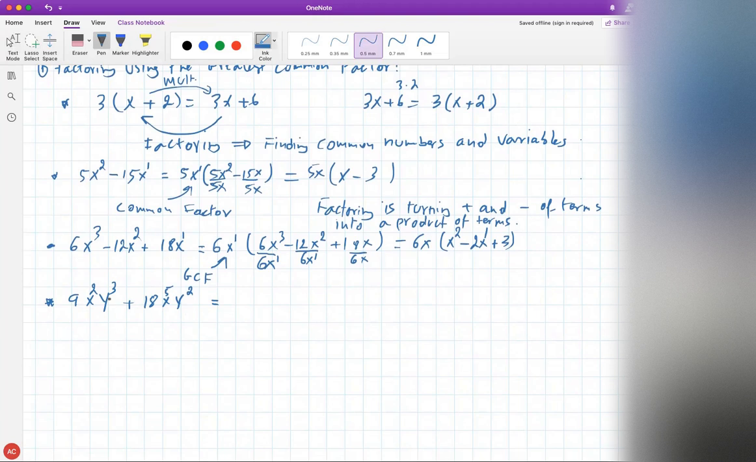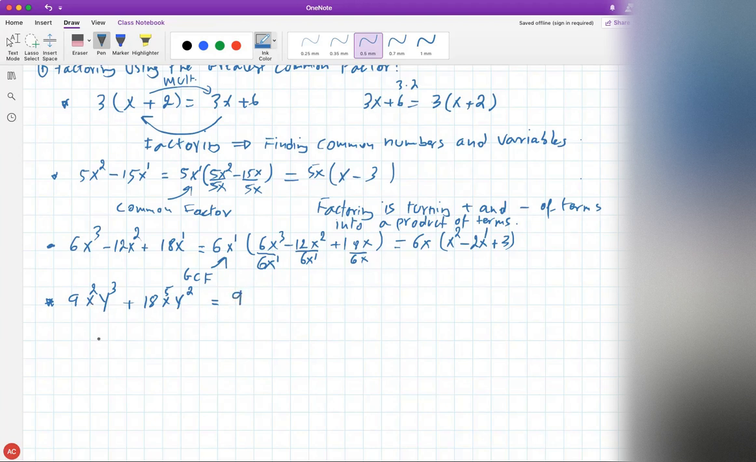With the numbers, what's the common factor? 9. That's why we have 9, we have 18. The highest number that goes into both is 9. Not 3. 3 is a common factor, but it's not the greatest. So 9 is the greatest common factor.